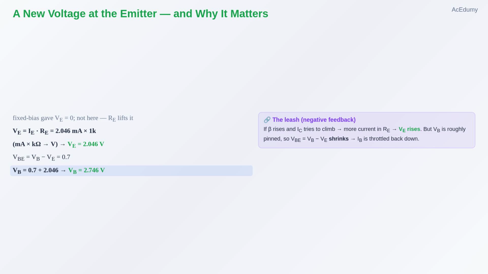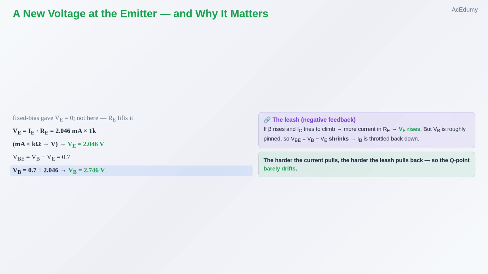Now look back at this emitter voltage because it is the hero of the whole story. Suppose beta were larger and the collector current tried to climb. More current through R sub E means a higher V sub E. But V sub B is roughly pinned by the base loop. So a rising V sub E squeezes V sub BE, the base emitter drop, and a smaller V sub BE throttles the base current right back down.